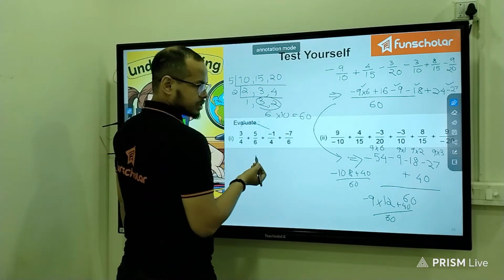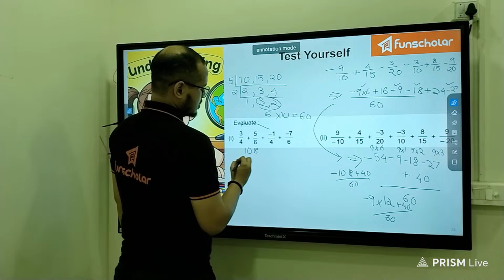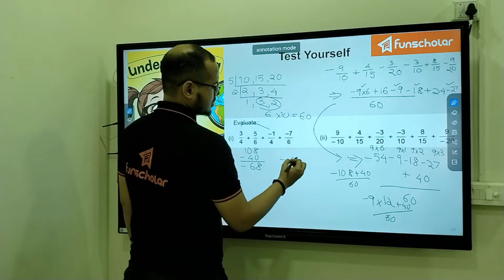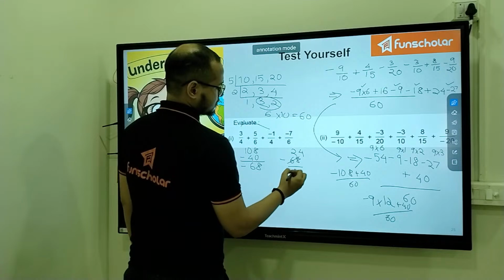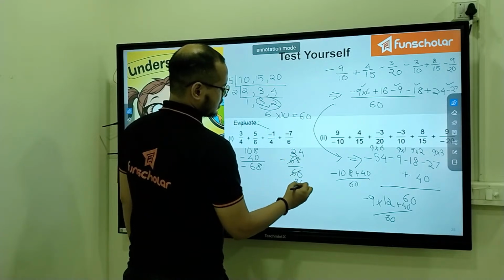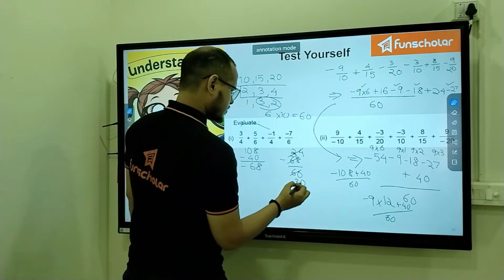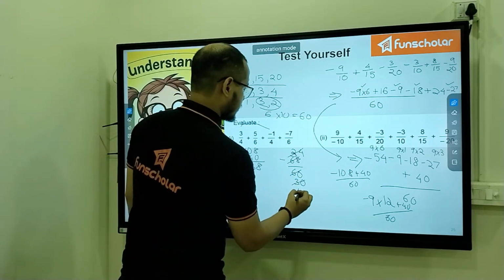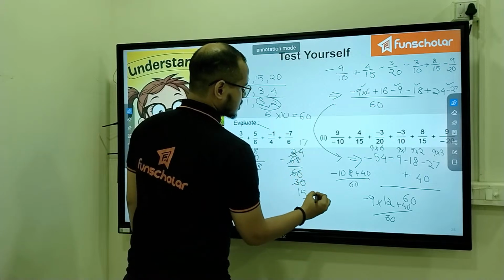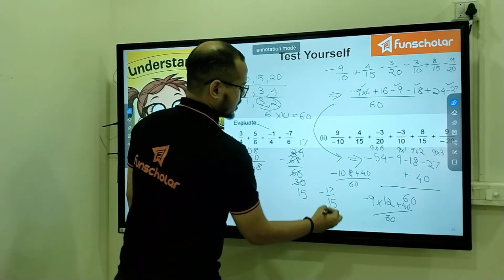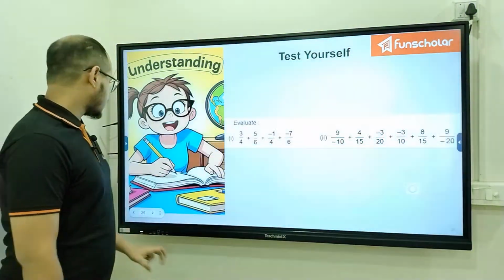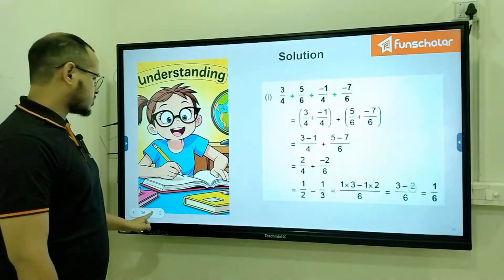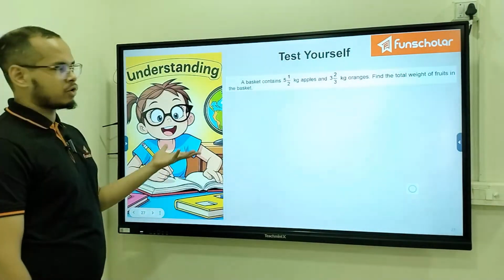Okay, so let's calculate this. So minus 108 plus 40 is minus 68 by 60. Dividing by 4, this is 17 by 15. So the answer comes out to be minus 17 by 15. Okay, so this is the solution for the second one. Let's continue. So this is the first one, second one we have already calculated.